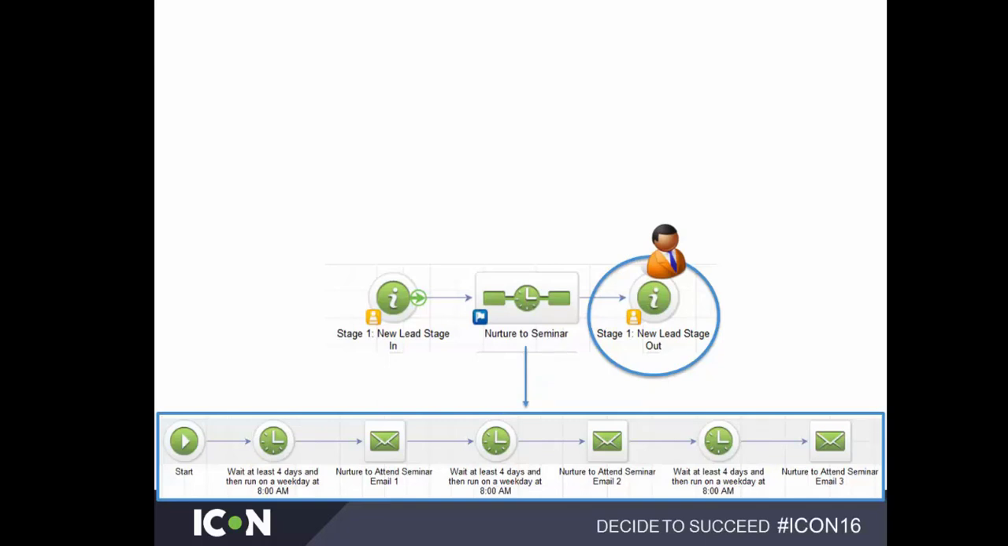Okay, so the system, if you set it up like this, automatically says if at any time they move to a different stage, they're moving out of stage 1, we want to pull them out of the automation. And that's what's happening here.